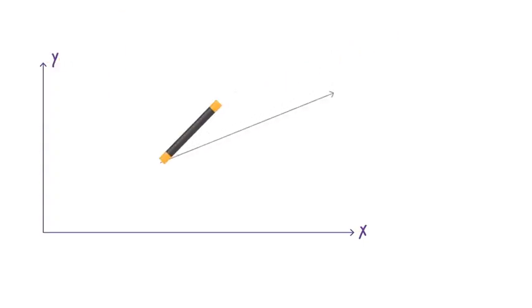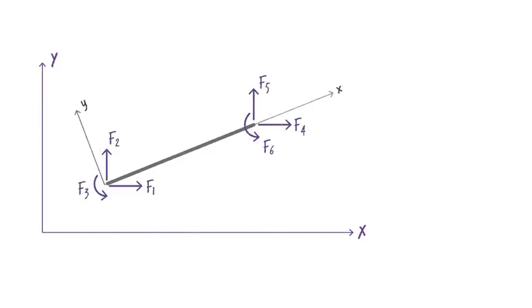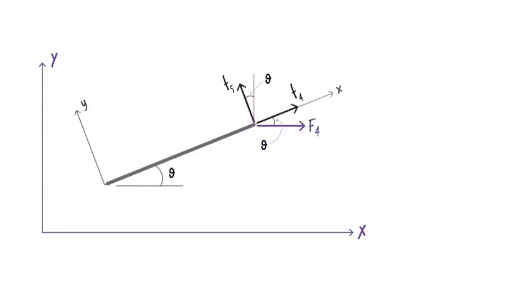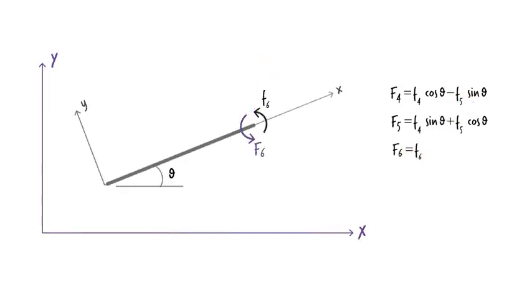Here are the member forces in the local coordinate system. Here they are in the global coordinate system. Let's define global F4 in terms of local forces. This can be done by adding the projection of local F4 and F5 onto the global F4 axis. So we can write. F5 can be defined in a similar manner. As in the case of displacement, global F6 equals local F6, since they both represent bending moment about the z-axis.